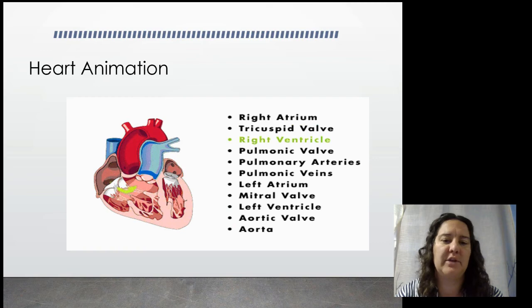So we can look at this animation of blood through the heart. You don't need to know the specific names of the valves. It goes from the right atrium through the right ventricle, out through the pulmonary arteries, back in through the pulmonary veins, through the left atrium, left ventricle, and out from the aorta through to the whole body.